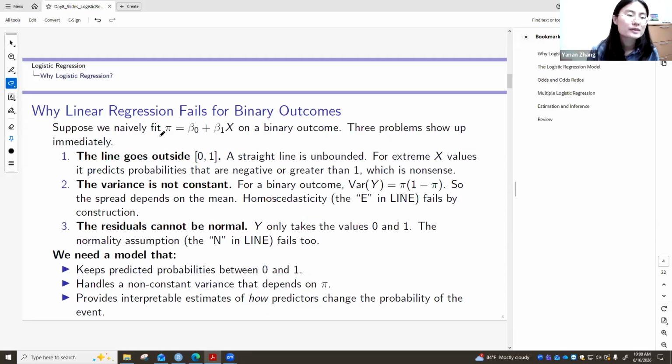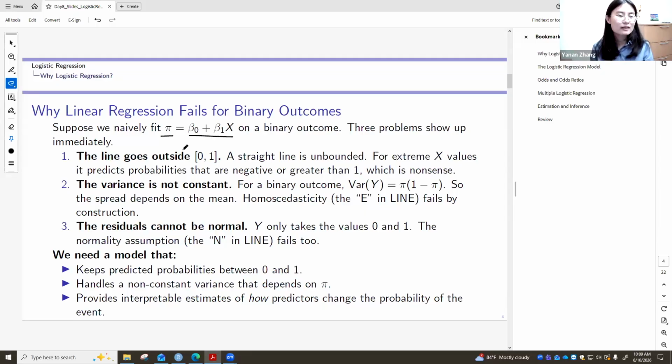Suppose we fit the probability of some event happening as a linear regression. On the right side, you will see it's a linear combination, right? Beta 0 is the intercept, beta 1 is the slope. Basically, this is a straight line. So one question appears immediately: let's think about what the possible values of the probability pi are.